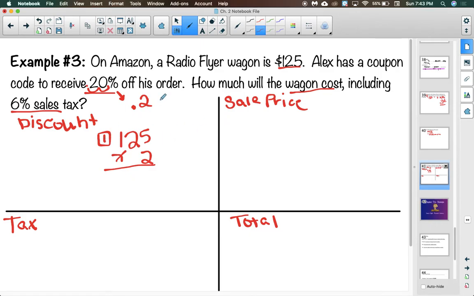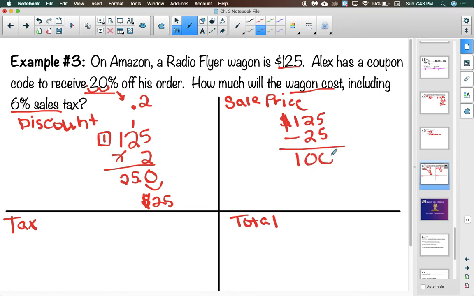There's a 1 in the box here because I cleaned up the 0, so there's only one number after the decimal. 2 times 5 is 10. 2 times 2 is 4, plus 1 is 5. 2 times 1 is 2. Move your decimal 1 place to the left, and we have found that the discount amount is $25. So we take that discount and we subtract it to get the sale price. So it's $125, that's the original price of the wagon, and we're going to subtract away the discount. So the sale price is $100.